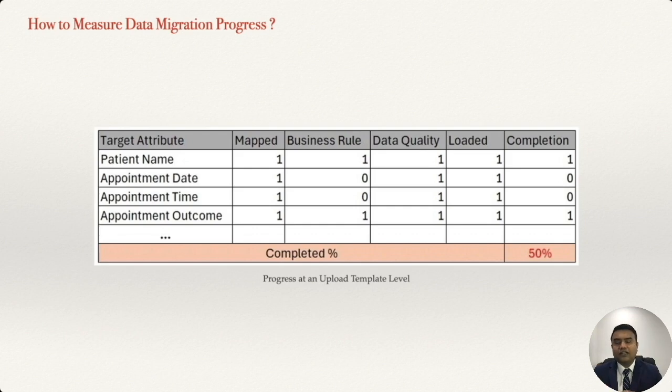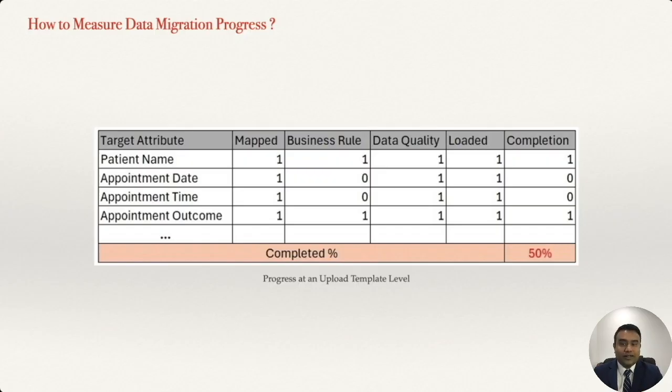For each field or attribute in that upload template, mark 4 actions with a Boolean flag, that is 1 or 0, to consider that field successfully migrated if all flags are 1. These 4 actions for a single target attribute are: is that field mapped? Is the business rule defined? Is the data quality verified? And eventually, is the data of that field loaded into the target system or not?